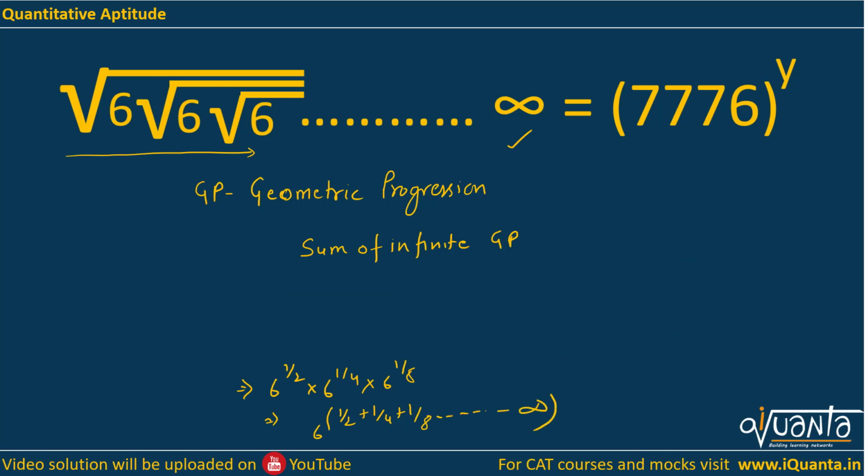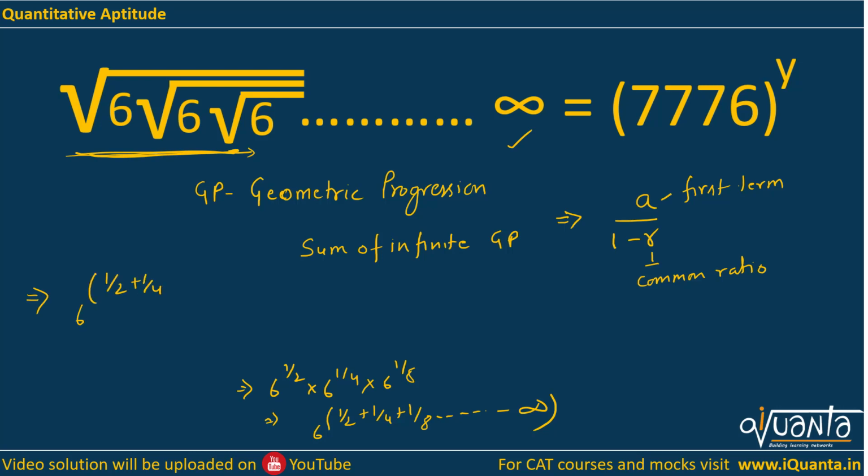Now there is a formula for the sum of infinite GP. It is A upon 1 minus R, where A is the first term of the GP and R is the common ratio. So you just have to put the value of these two. If I write down this whole expression, I'll be getting something like 6 to the power 1 by 2 plus 1 by 4 plus 1 by 8 plus 1 by 16 and so on till infinity. And this will be equal to 777 6 to the power y, which can also be written as 6 to the power 5 to the power y, because 6 to the power 5 is 777.